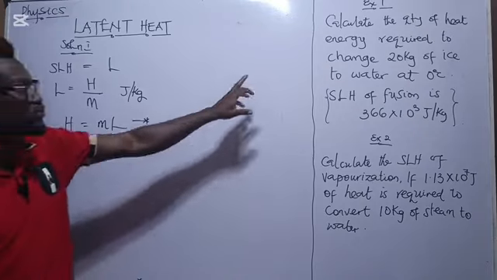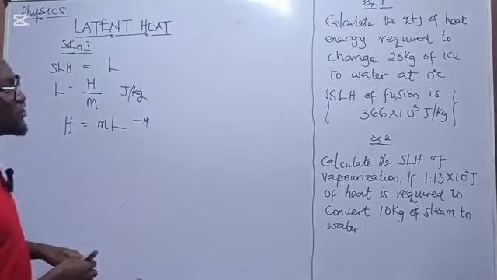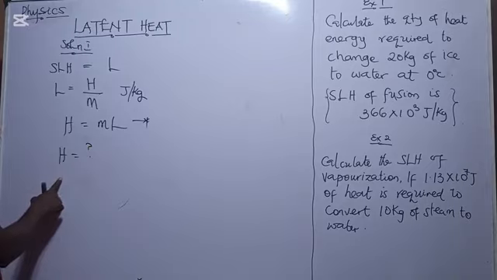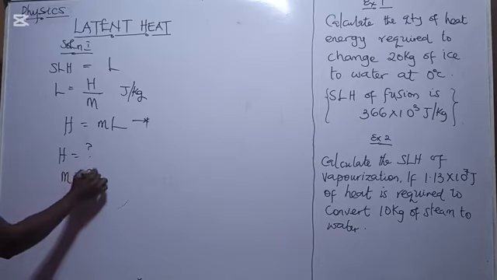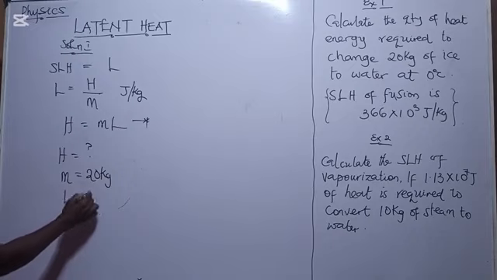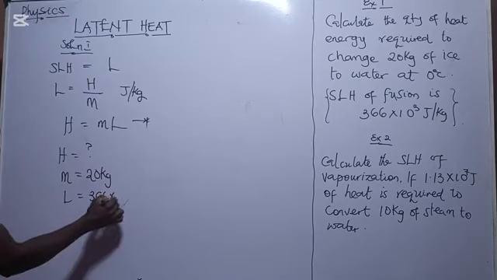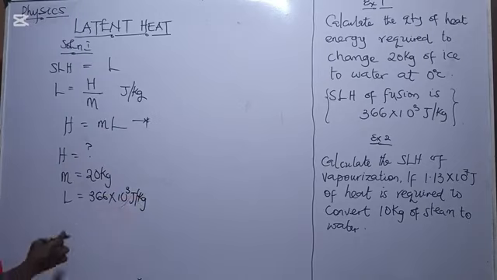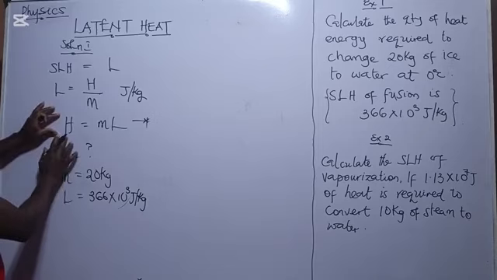Now, to solve the question given to us, calculate the quantity of heat required. So we are asked to find what? The H, which is the quantity of heat required to change 20 kg of ice. So the mass is 20 kg, to water at 0 degrees Celsius, where the specific latent heat was given as 366 × 10^3 joule per kilogram. So in order to find this heat, we use this formula.